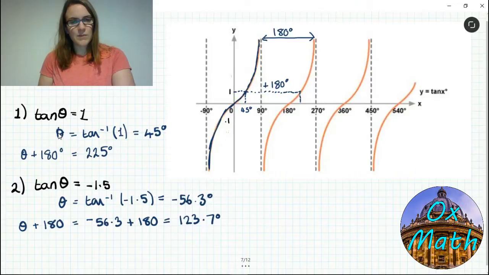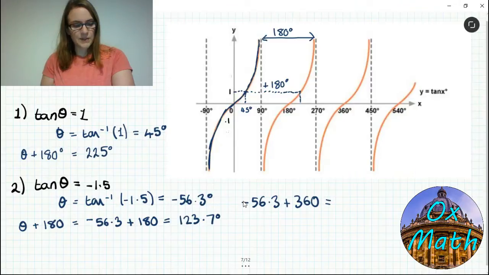So here are our two angles, but remember, if you are not in the right portion of the graph, you can always add 360 degrees onto the angle to move it into the next cycle. So in this case, I don't want a negative angle, so I'm going to add 360 to move it into the positive part of the graph, and that is 303.7 degrees. So again, there are two angles within a 360 degree cycle for every tangent.